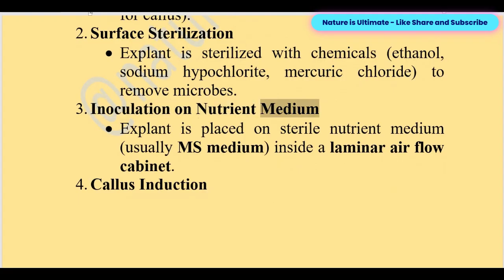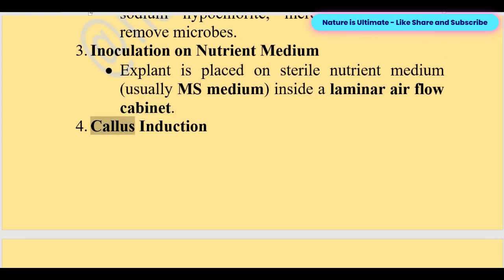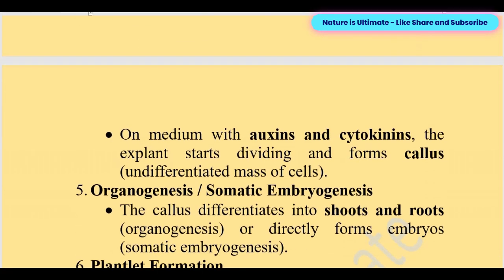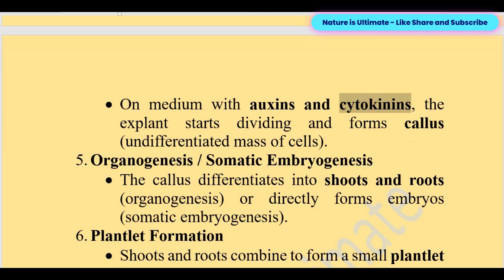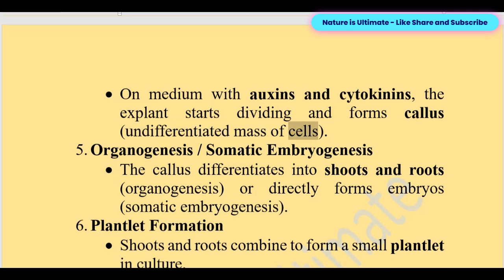Inoculation on nutrient medium. Explant is placed on sterile nutrient medium, usually MS medium, inside a laminar airflow cabinet. Callus induction. On medium with auxins and cytokinins, the explant starts dividing and forms callus, undifferentiated mass of cells.